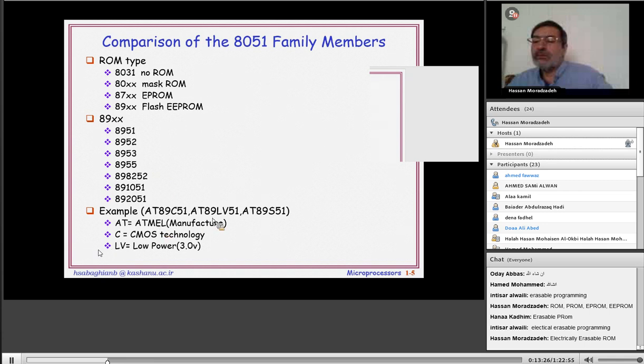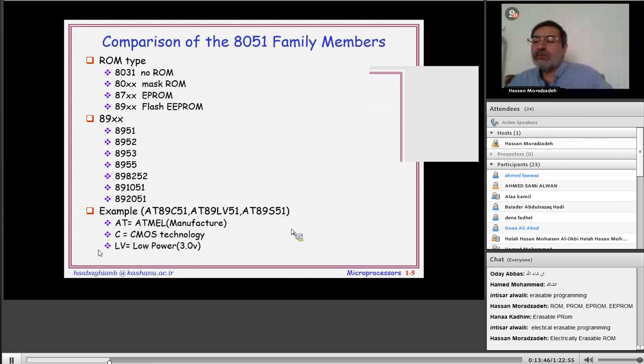Electrically erasable. If, for example, we had an 8951 microcontroller, we had E2PROM on it. Some say flash or flash E2PROM. It's the same.